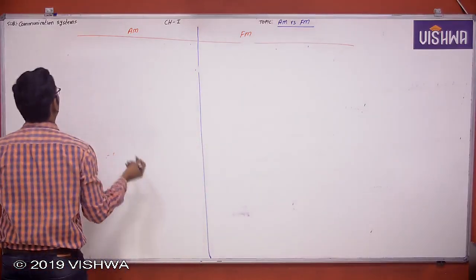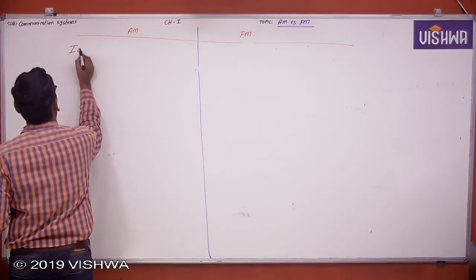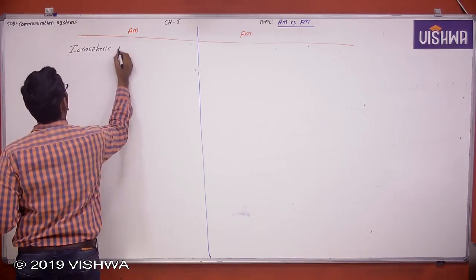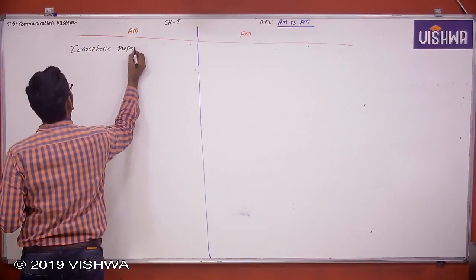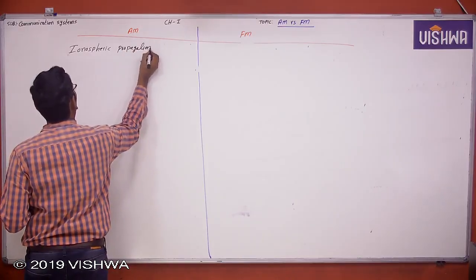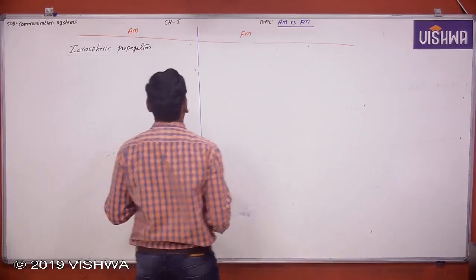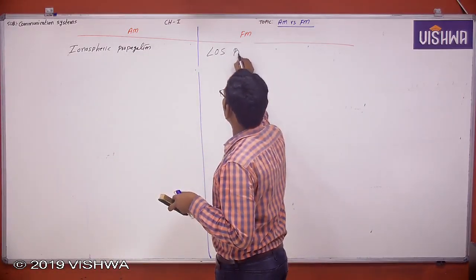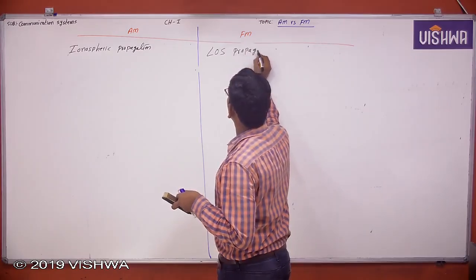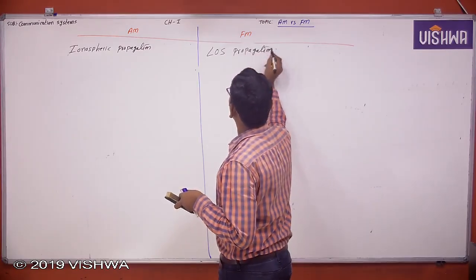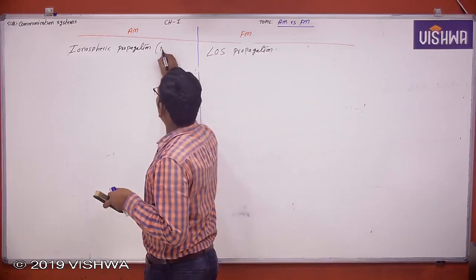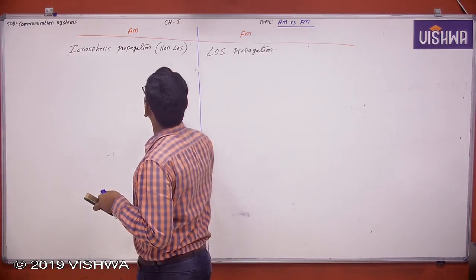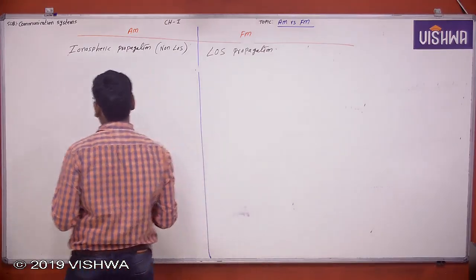Now AM uses ionospheric propagation, and FM uses line of sight propagation. This is non line of sight propagation, and this is the line of sight propagation.